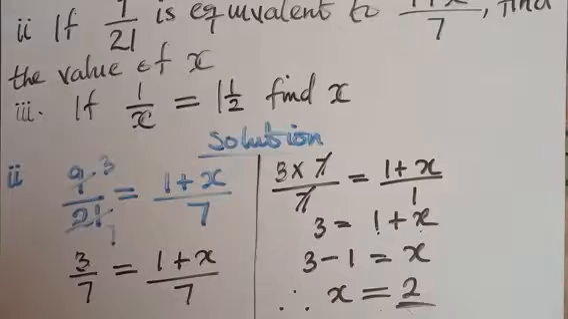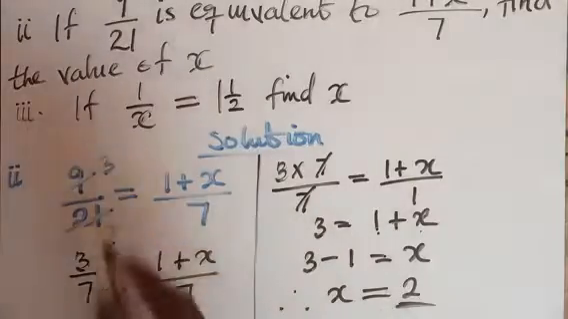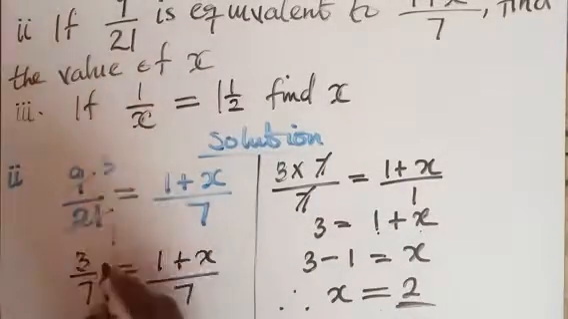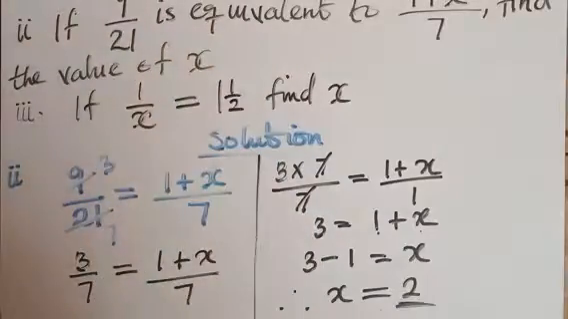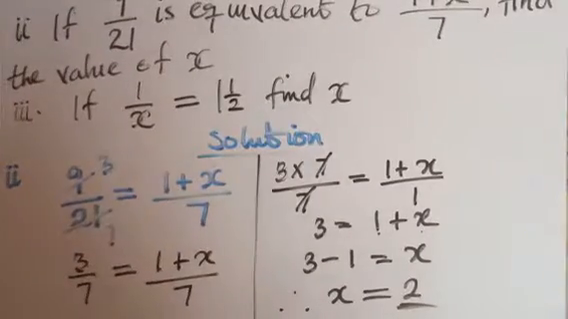So if x is 2, then you can check. You see here gives me 3 over 7. So if this one is 2, 2 plus 1 is 3 over 7. So both sides of the equation are correct.